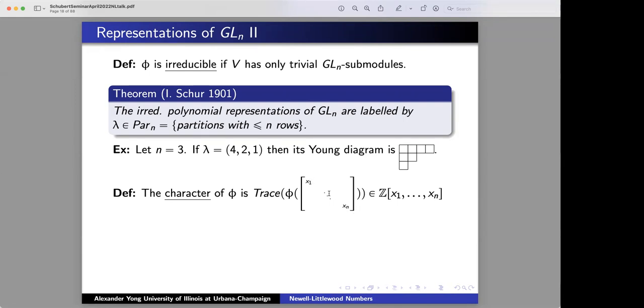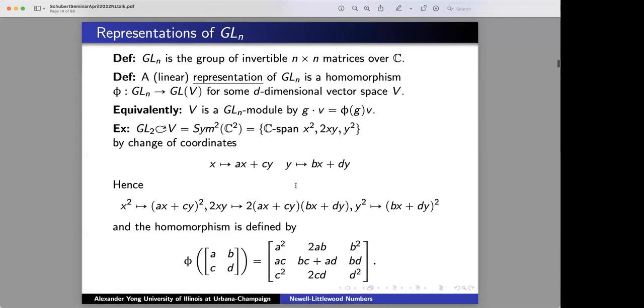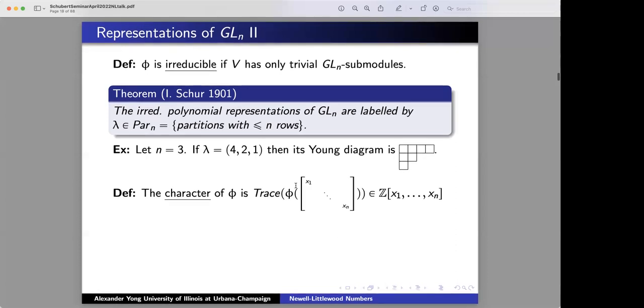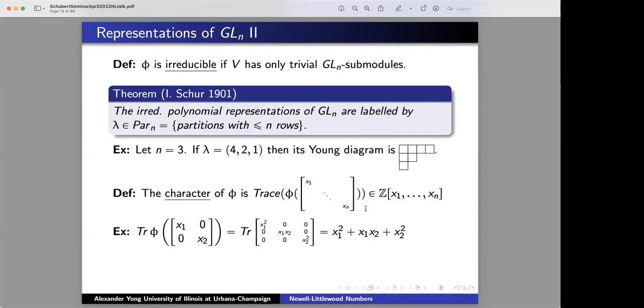If I'm assuming my representation is polynomial, as I have here, then of course this character is going to be a polynomial, but the definition doesn't really know about the way in which I label the indices. So this will also be a symmetric polynomial. Here is an example from the previous page. I substitute X1, X2 instead of A, B, C, D, and I end up with this particular matrix. And this is a polynomial that's symmetric in X1, X2.